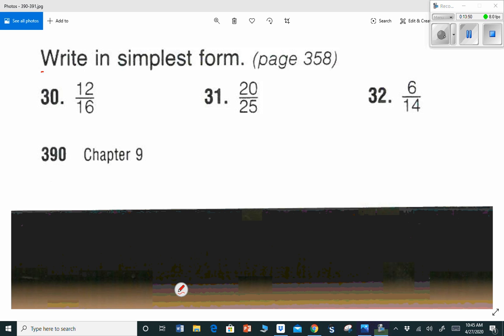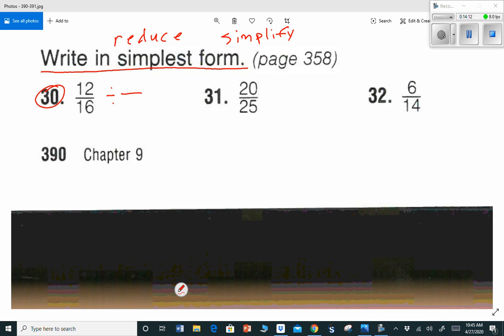And finally, we have write in simplest form. Writing in simplest form can also be called reducing, or it can be called simplifying. It's all the same thing, okay? Now here's what we have to do here. Write 12 over 16 for number 30. And I want you to put divided by, fraction line, equals, fraction line.